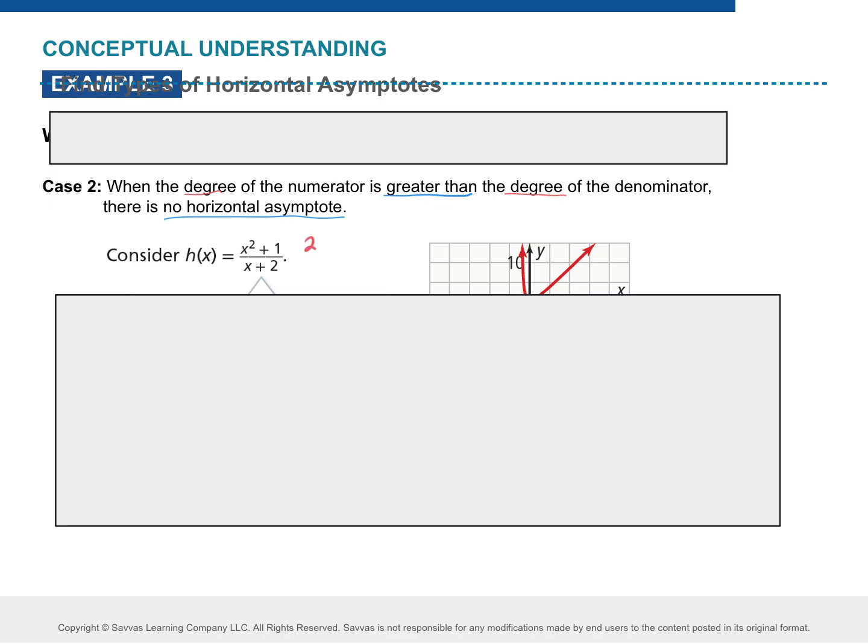2. What's the degree of the denominator? 1. First, ask yourself, are they equal? No. Is the numerator less than or greater than? Greater than. So, looking at the case, if it says it's greater than the degree of the denominator, then what's our answer? None. Yep, we have no horizontal asymptotes. You can just put none. So B is none.